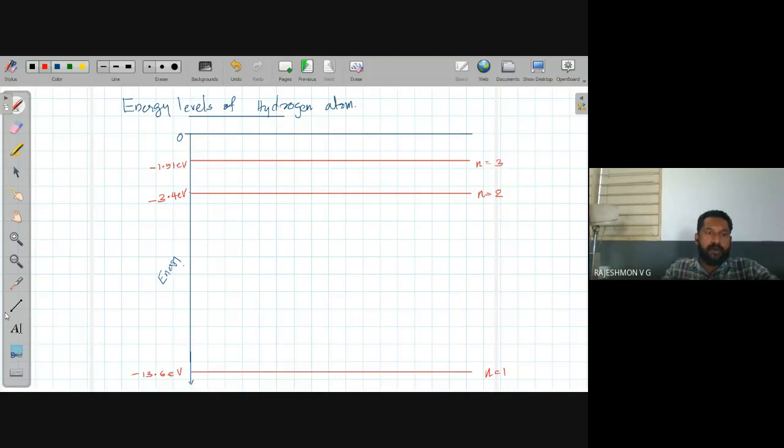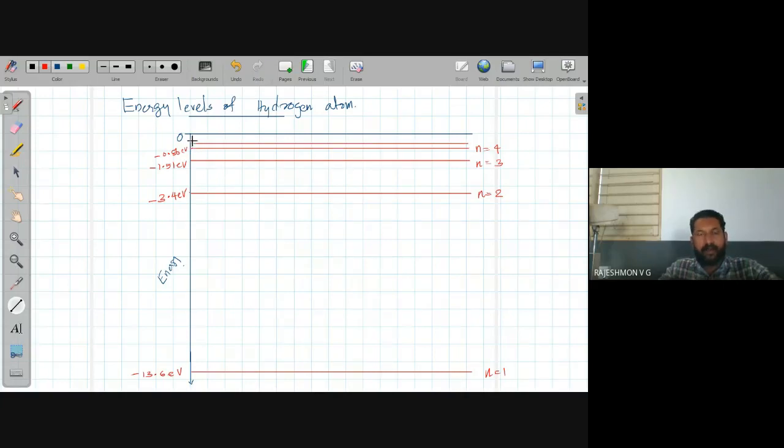For n equal to 4, you have minus 0.86. Minus 0.86, n equal to 4. Then for n equal to 5, you will have 1 by 25. So 13.6 divided by 25 means it will be a little bit higher than 0.5, so it will be somewhere here.